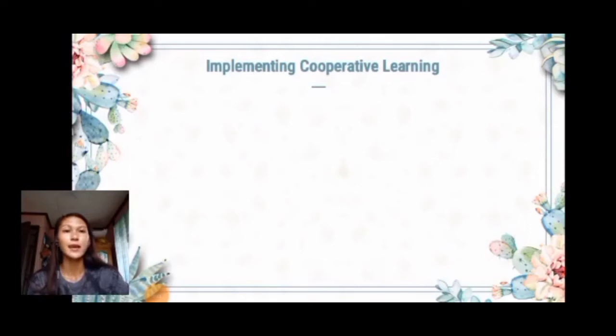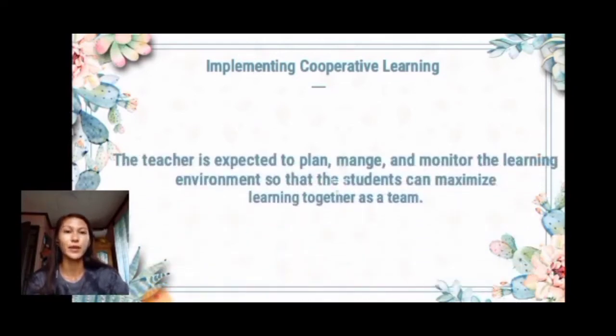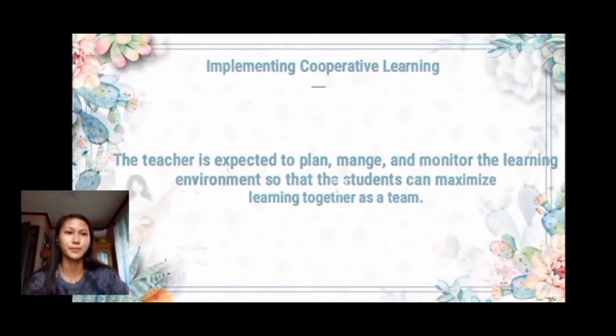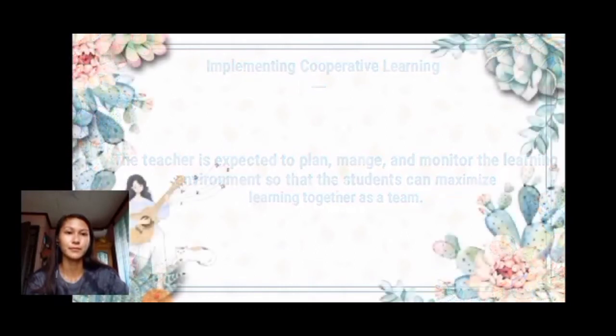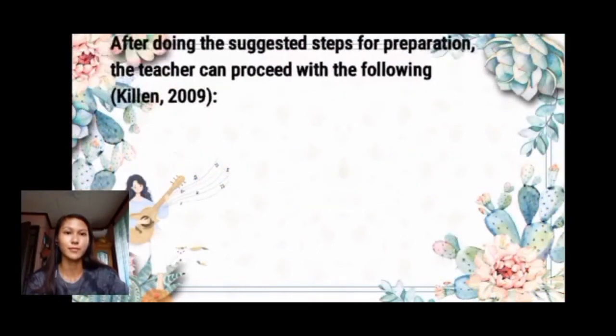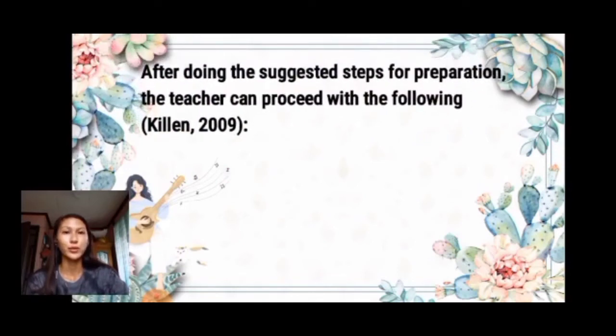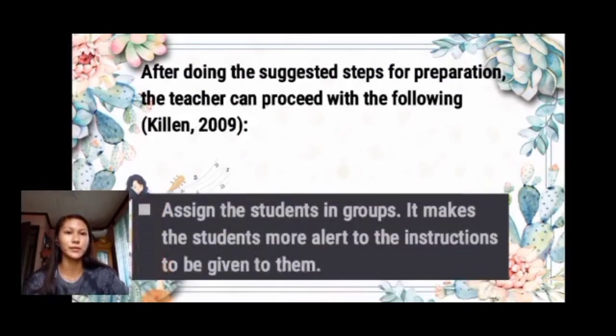Next is implementing cooperative learning. The teacher is expected to plan, manage, and monitor the learning environment so that the students can maximize learning together as a team. After doing the suggested steps for preparation, the teacher can proceed with the following.